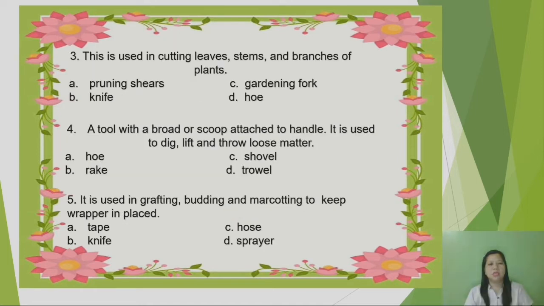Number 3. This is used in cutting leaves, stems, and branches of plants. A. Pruning shears. B. Knife. C. Gardening fork. D. Hoe. If your answer is letter A, you are correct.